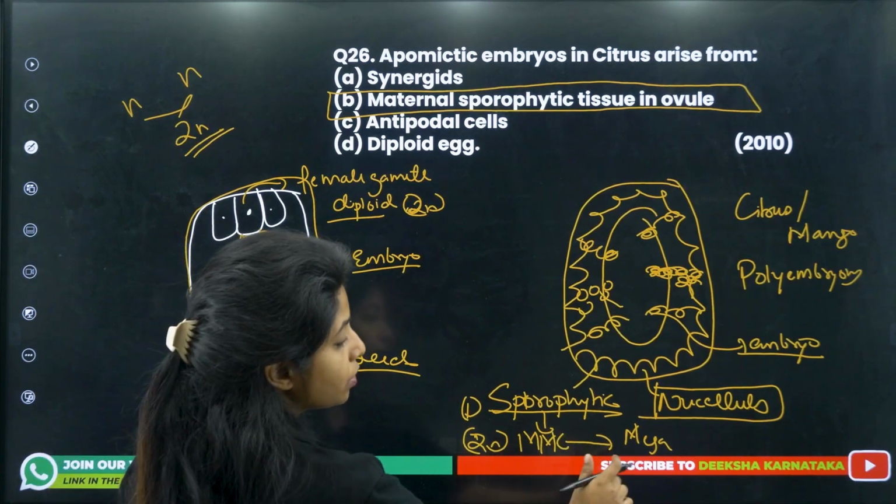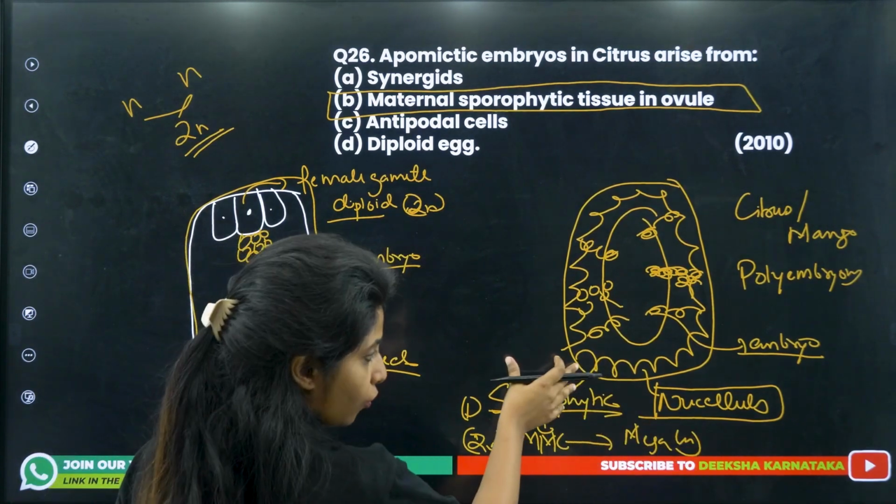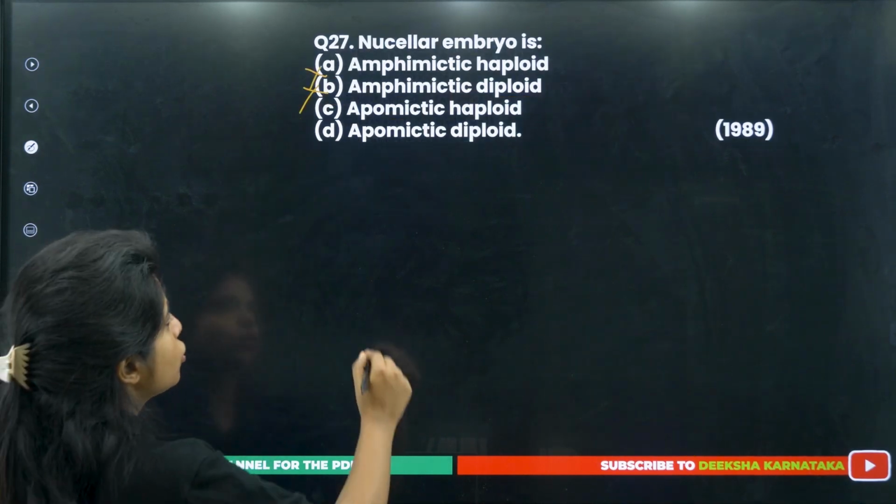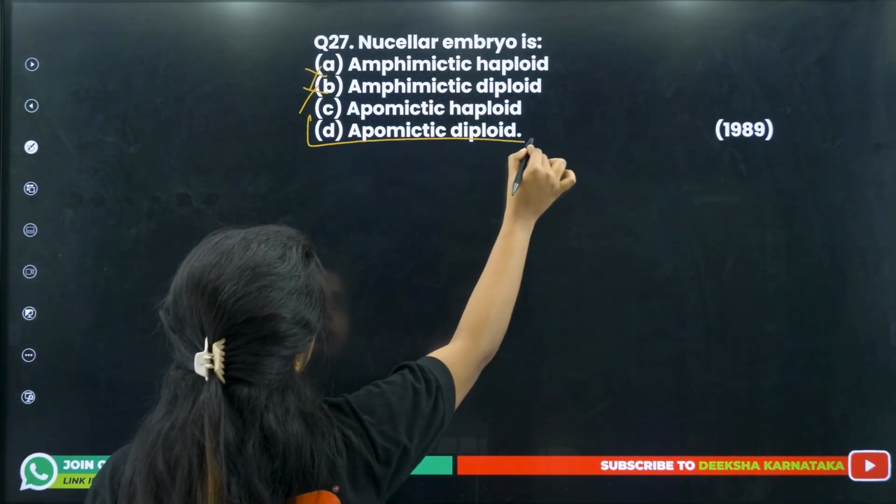Later when they undergo meiosis, they become n, right? So obviously the cells that are arising from this will also be diploid. So it will be what, children? Apomictic diploid.